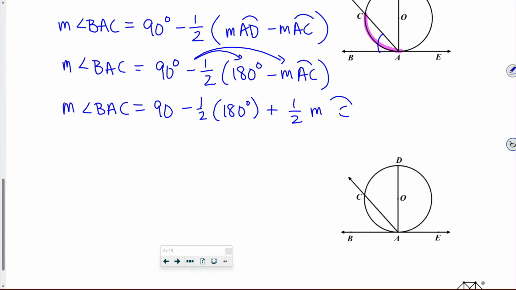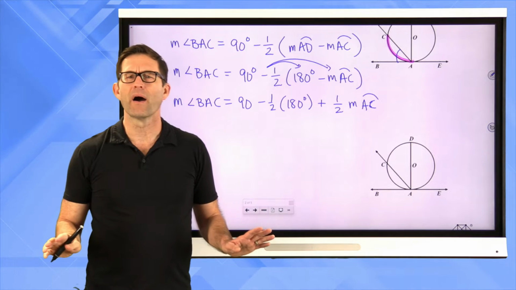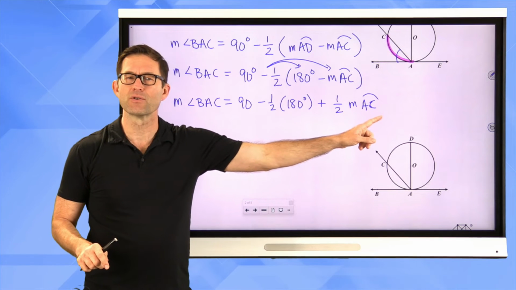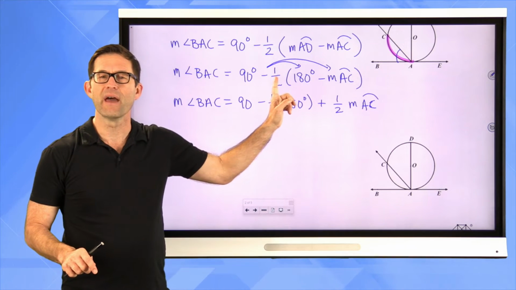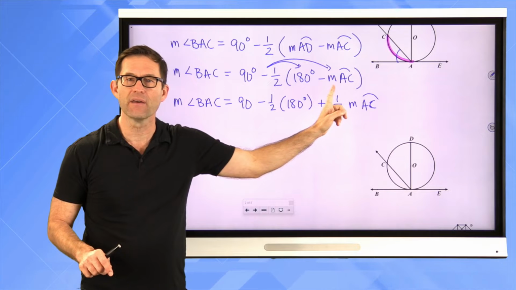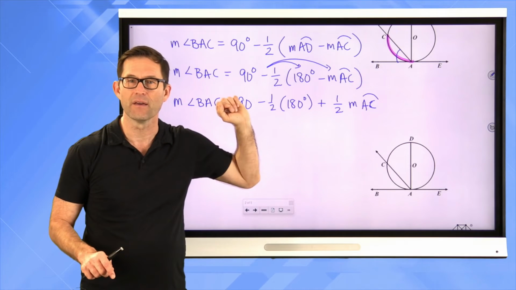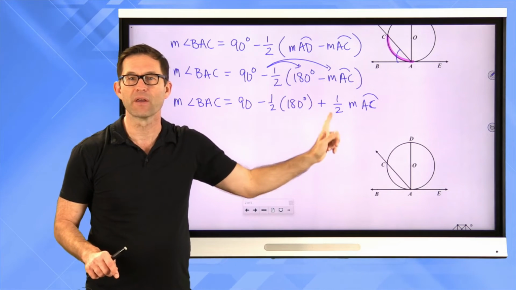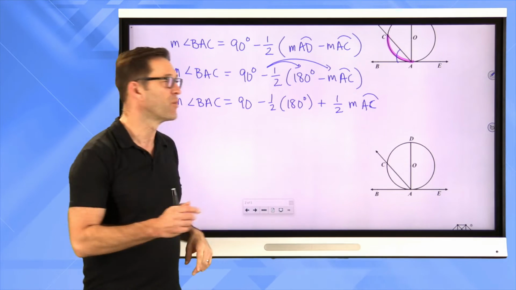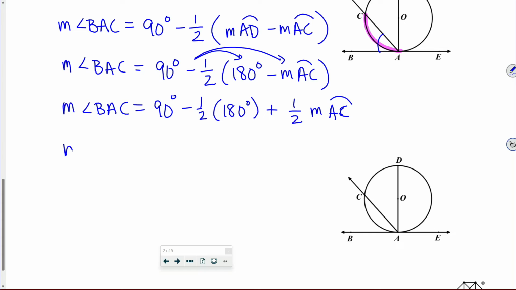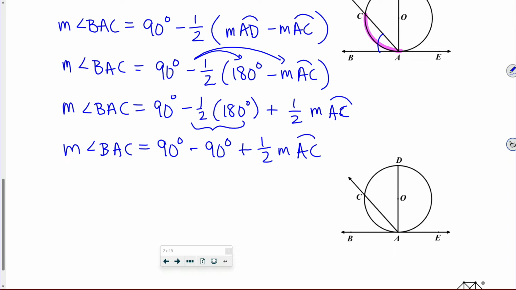I can't leave that with the red. This is too good of a proof right now. Now, keep in mind, why do I have a plus 1/2 the measure of arc AC here? Because I have a negative 1/2 times a negative 1 measure of AC. So that negative times a negative becomes that positive. All right, we're just about there, right? The measure of angle BAC is equal to 90 degrees. 1/2 times 180 is 90 degrees plus 1/2 the measure of arc AC.